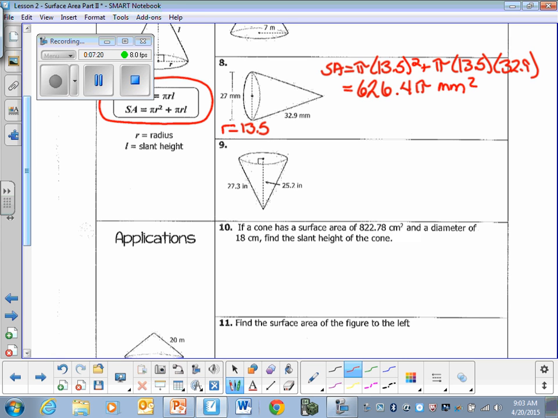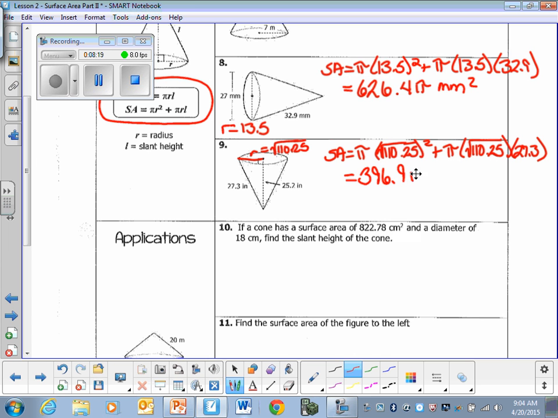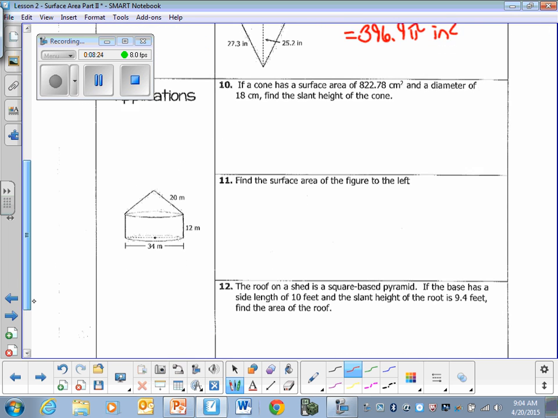Next up, oh wow, they gave me the base and they gave me the slant height, but they did not give me my radius. So a little Pythagorean theorem to solve for that, and my radius is the square root of 110.25. Love it. Pi times square root of 110.25 squared plus pi times square root of 110.25 times 27, what's L? 27.3. Okay, so 110.25 plus 27.3 times the square root of 396.9 pi inches squared.